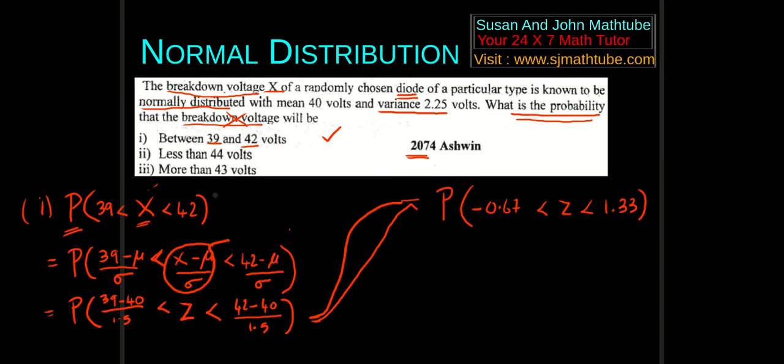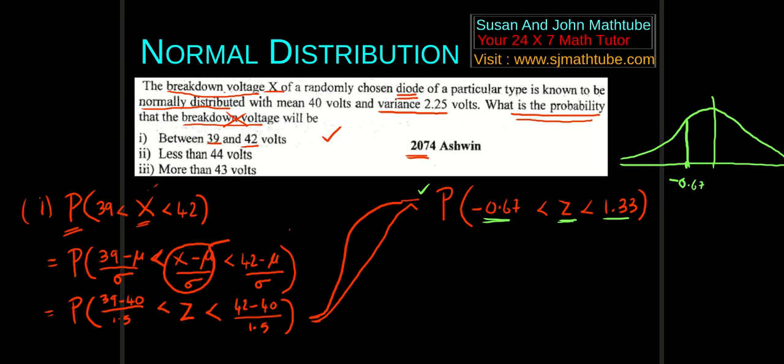So let's go back to our question. Look at this. We want the probability that Z lies between minus 0.67 and 1.33. So graphically, we want the area between minus 0.67 and 1.33. So this is the required area.